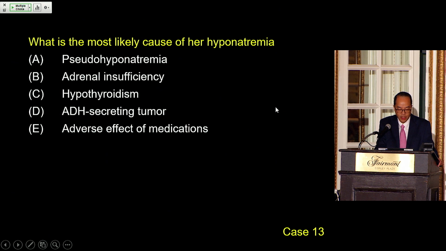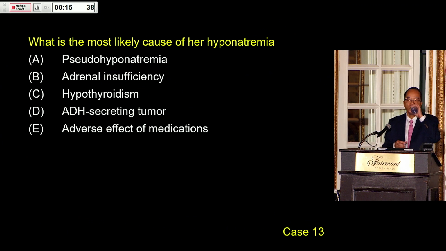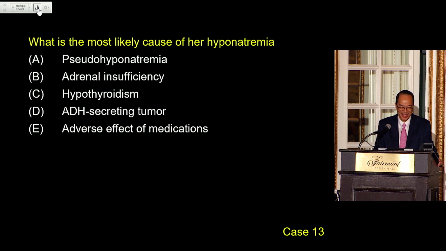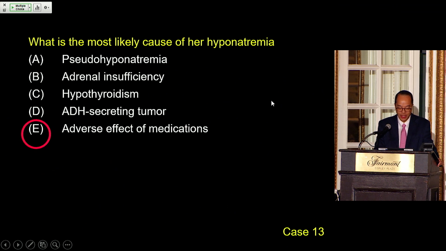Okay. Which is the most likely cause of her hyponatremia? Pseudohyponatremia, adrenal insufficiency, hypothyroidism, ADH secreting tumor, or adverse effect of meds. Okay, last chance to weigh in. All right, so most of you chose E, which I agree with.